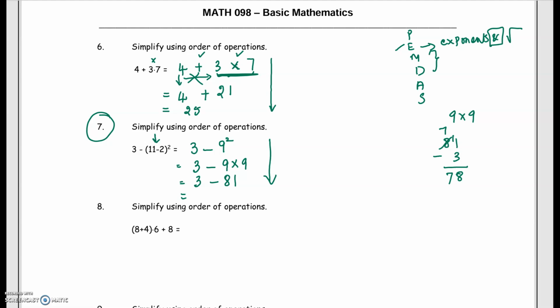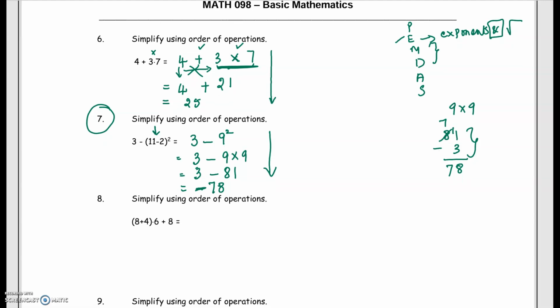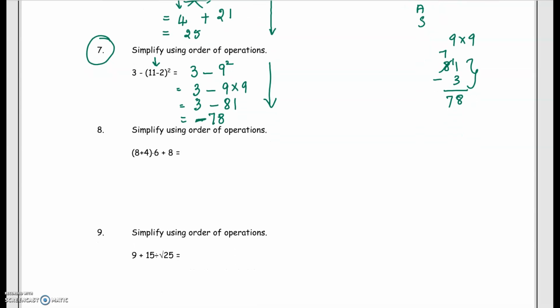But remember, 81 is a larger number that's being subtracted from 3, which is a smaller number. Do not forget to put the negative sign. So you do the subtraction the natural way, larger minus smaller, but at the end, remember to put your negative sign because you're subtracting the larger number from the smaller number.